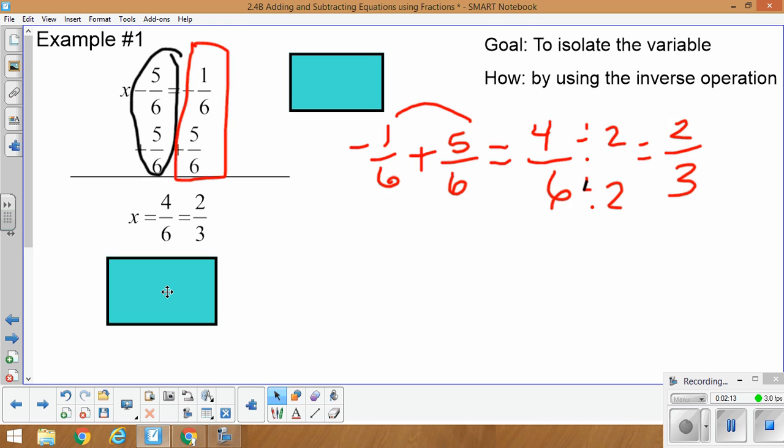Okay, so take a minute, pause this page if you need to, and then continue playing on to example 2.